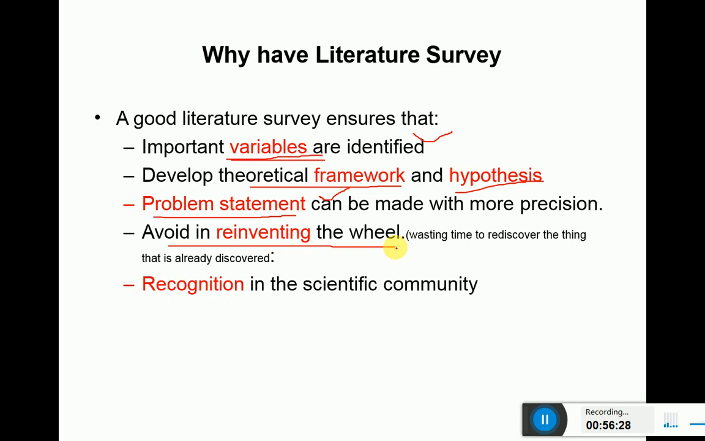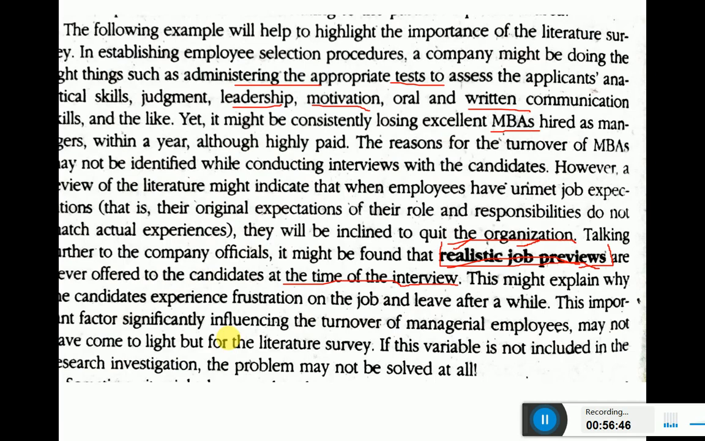And last is recognition in the scientific community. The literature survey shows whether the research has already made a contribution to society. That is why we say the literature survey is important.